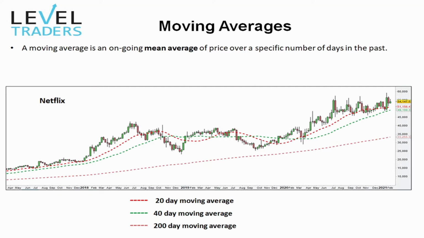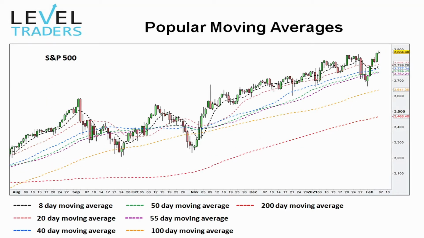So let's have a look at the most popular moving averages that traders use. So here we have, in black, we've got the 8-day moving average. We've got the 20-day, 40-day, the 50 days a popular one. We've got the 55-day moving average, the 100-day, and the 200-day, which is widely used by not just traders, but it's also something that gets reported in the media quite a bit.